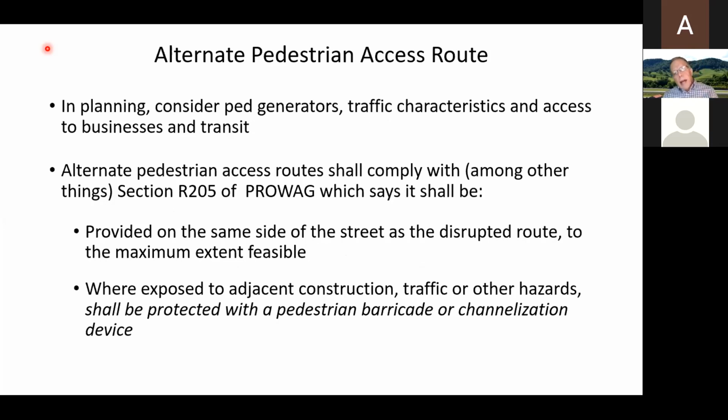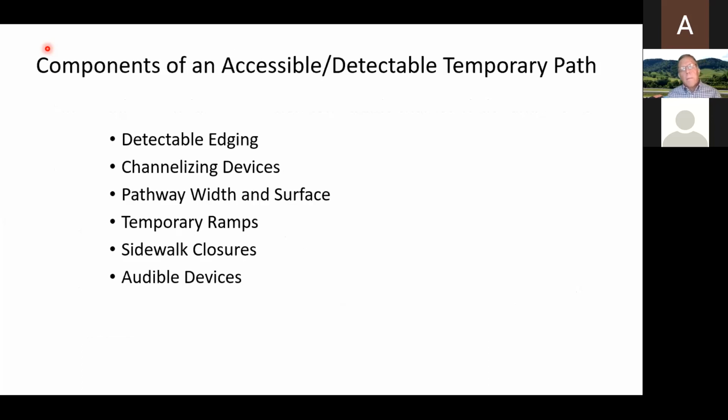The alternate pedestrian access route I mentioned has to be accessible. So it has to comply with the requirements for the PAR in PROWAG. Notice what PROWAG says about it. A couple things anyway. It should be provided on the same side of the street as the disrupted route to the maximum extent feasible. And then also note where pedestrians are exposed to adjacent construction, traffic, or other hazards, they shall be protected with a barricade or channelizing device. So we'll look at some examples of that.